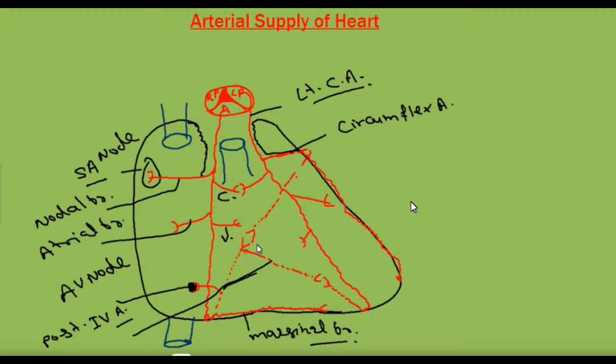So posteriorly it will anastomose with the right coronary artery. This is the left marginal branch running along the left margin of the heart till the apex. This one branch is running in the anterior interventricular groove. This is the anterior interventricular artery winding around the inferior border. Then this is the left conus branch. These are the septal branches. This is the diagonal branch.